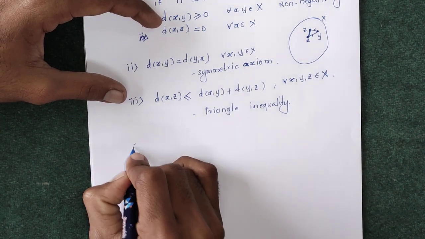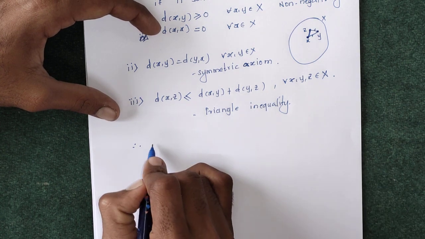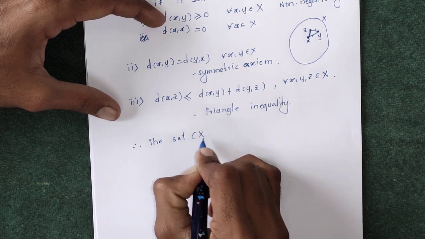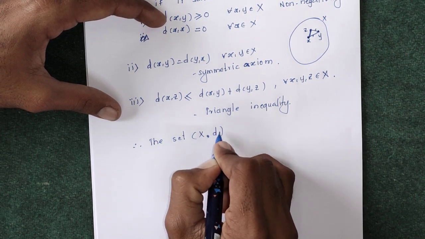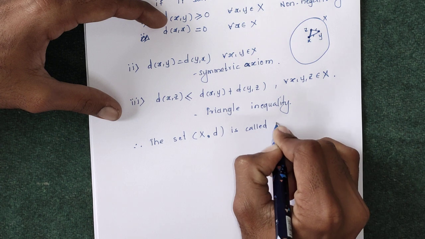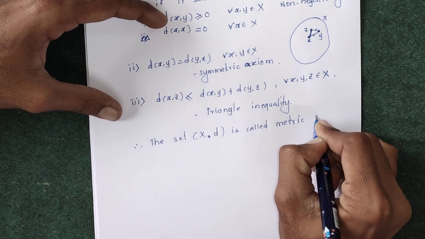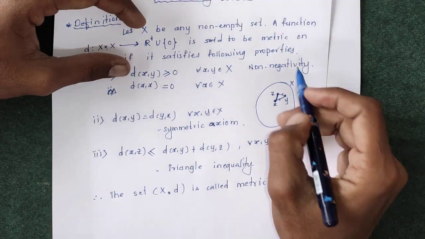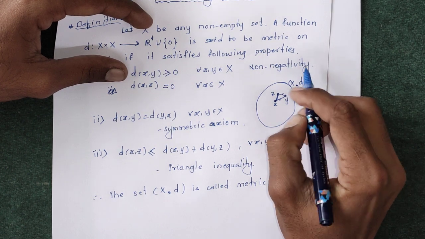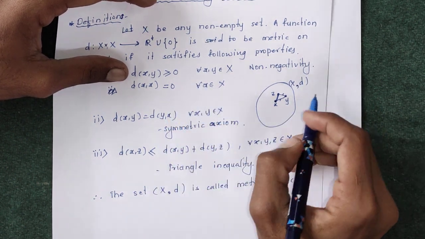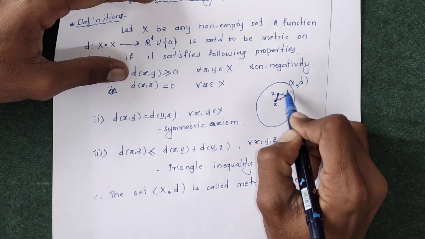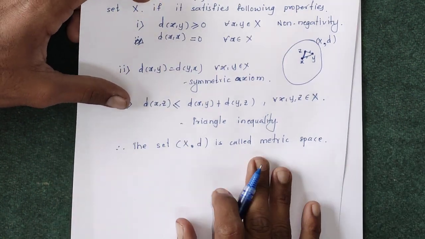on X, then the space X on which D is applied, therefore the set (X, D), set X on which D is applied, the set (X, D) is called metric space. It's called metric space. For example, this whole space X on which this function D is applied such that D satisfies all these properties, then this D is called metric on X, and this both together (X, D) is called metric space. So this is the definition of metric space.